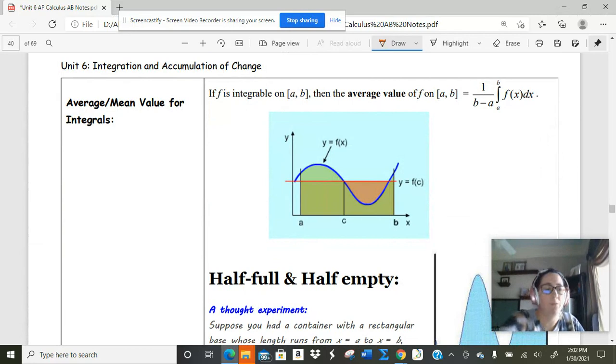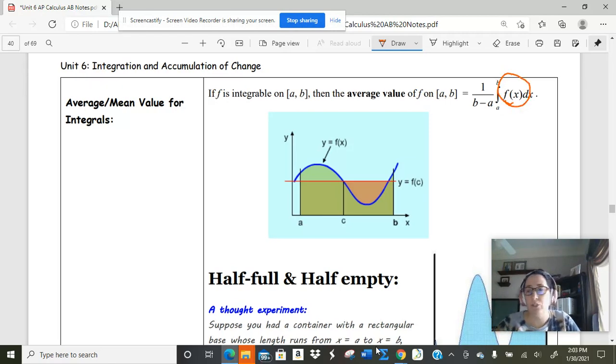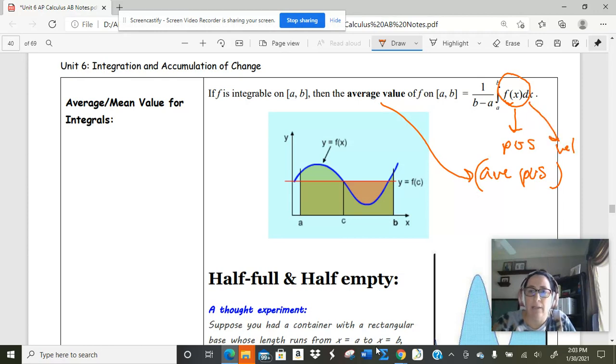Okay, so the next concept that we're going to be talking about is called the average value, or the mean value theorem, or mean value for the integrals now. So if I have some function of x, maybe it's a position, maybe it's a velocity, maybe it's an amount. If this is position, then when I find the average value, I'm finding the average position. If this was velocity, then I would be finding the average velocity. So you're finding the average value of whatever that function inside is.